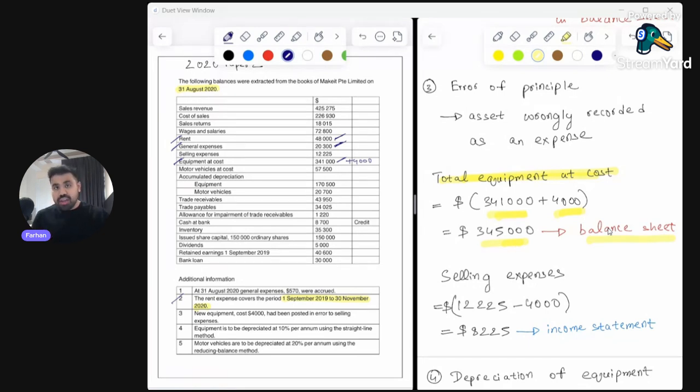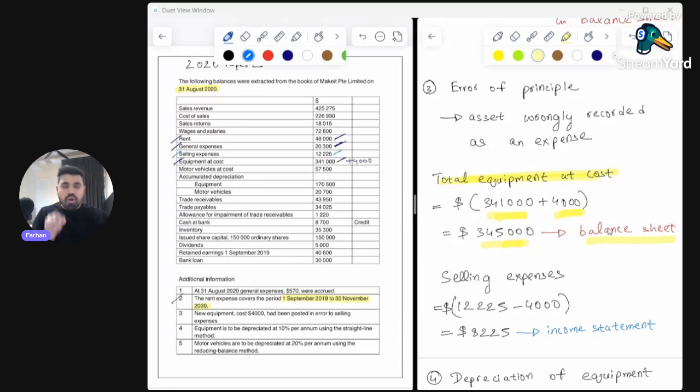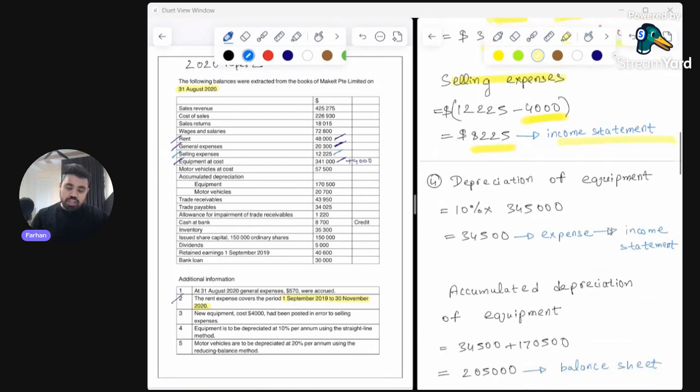Now, what happens to the selling expenses, which we recorded $4,000 extra? Now, the selling expenses from the list of balances that were given to us is $12,225. Now, when we are correcting, this amount needs to be reduced by $4,000, which originally belongs to the equipment, right? So 12,225 minus 4,000 will give us $8,225 as the amount for selling expenses, which is the correct amount that we report in the income statement or the statement of financial performance. Okay? All right. Now let's move to transaction number 4, or additional information number 4.